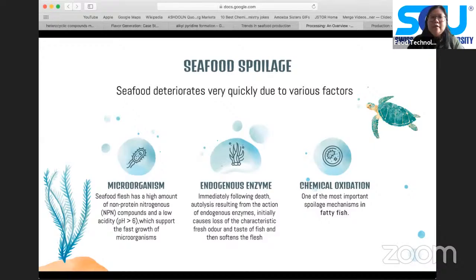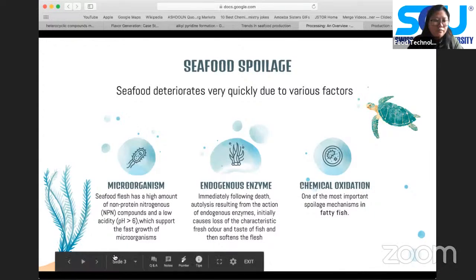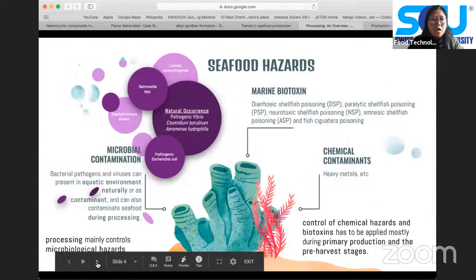Another factor that may contribute to seafood spoilage is chemical oxidation. This is an important spoilage mechanism, especially in fatty fish.